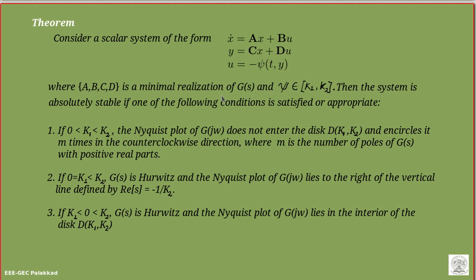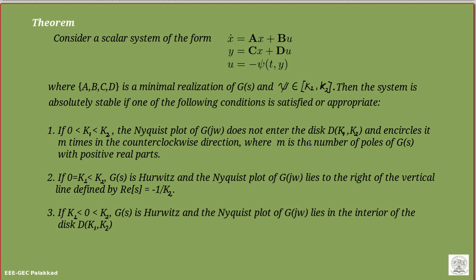So this is the general statement of the circle criterion for the scalar system, which transforms it to analysis through Nyquist plots. We have this system here, and it is a minimal realization, which says that the system is controllable and also observable, and we have a feedback within some sector K1 and K2, and we are having different conditions. This is the first condition we had seen, this is the second condition, and this is the third condition. You can just go through that.